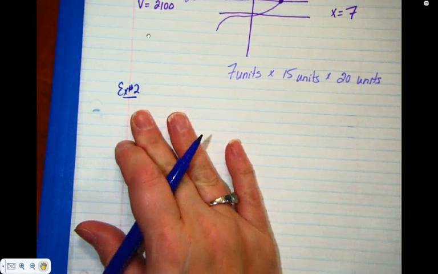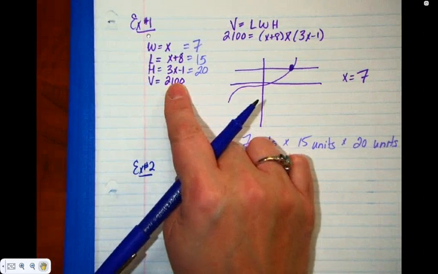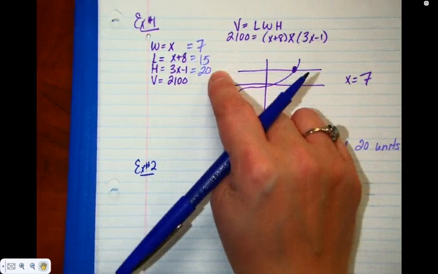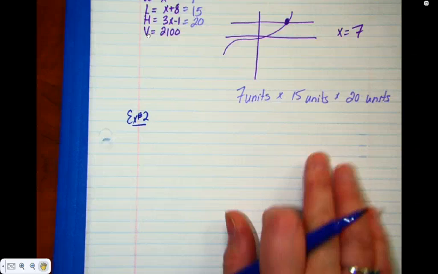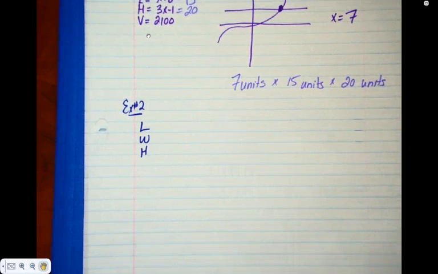The problem is it didn't tell me which is which. Does it really matter? If I called the height 7 and the length 20 and the width 15, it wouldn't have mattered. So you can assign whatever you want. I always go length, width, height in my head. I don't know why. It's just the order.